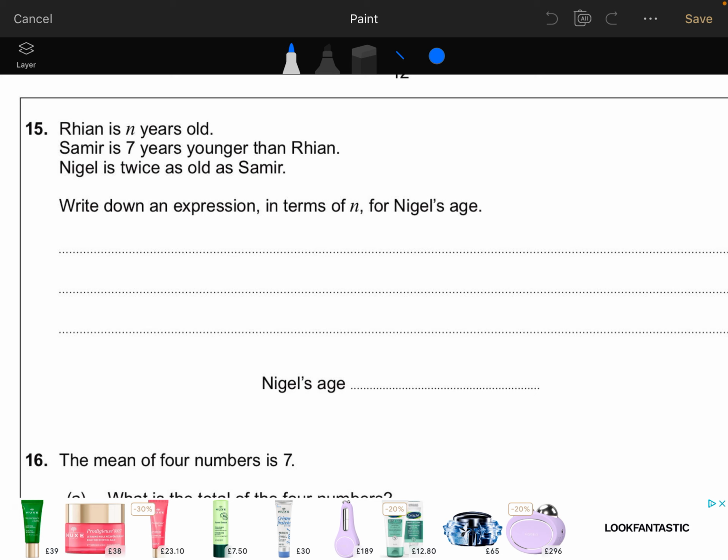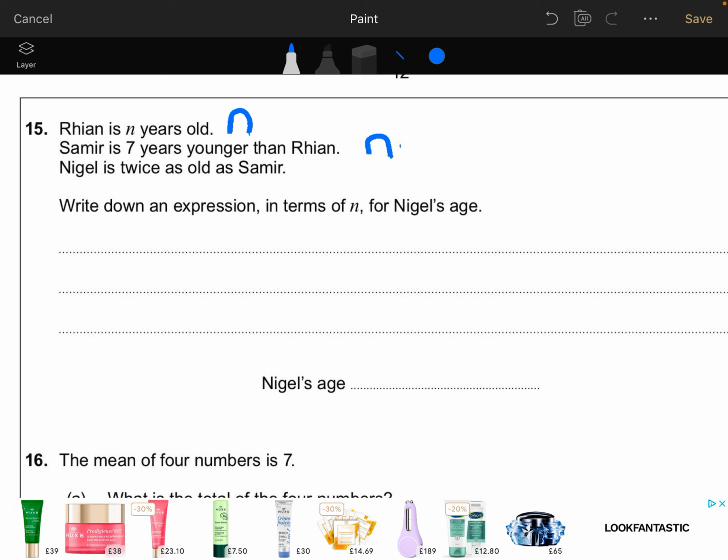So we've got Rian, and she is n years of age. Samir is 7 years younger than Rian. That means if Rian is n, Samir is 7 less than that. So he is n minus 7 in age. And then it says Nigel is twice as old as Samir. Well, if Samir is n minus 7 years of age, then Nigel is 2 times n minus 7 years of age. Okay, and that's the answer that we want. The 2 lots of n minus 7 is Nigel's age, so it's 2(n minus 7).